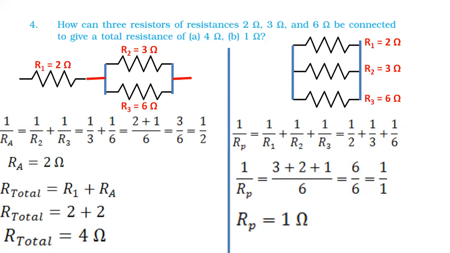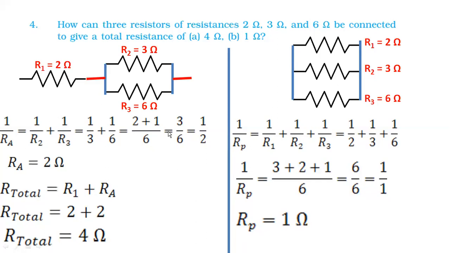So in the exam, if such kind of question is asked, all you have to do is try different combinations. First connect them in series, then connect them in parallel. Then you can try a different combination like one in series, two in parallel, or two in series, one in parallel. That you can do. It is totally up to you how to connect them. So you will get the answers by combinations.